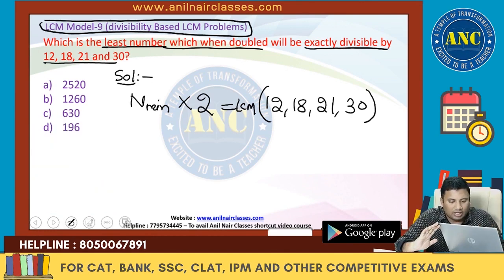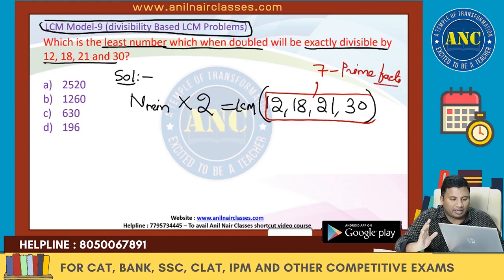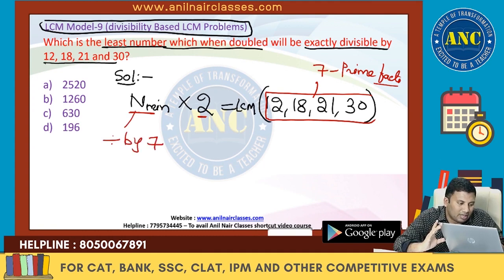Now see here. Listen carefully. 12, 18, 21, 30. 21 contains a prime factor 7. 2 is not divisible by 7. So n minimum should be divisible by 7. 2520 is divisible. 1260 is divisible. 7 3s are 21, 7 6s are 42, 7 1s are 7, 7 8s are 56, 7 90s are 630. 726, 7 is not working. Next one.